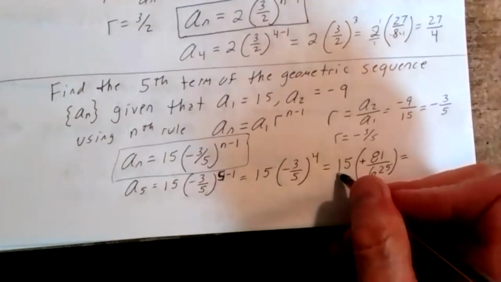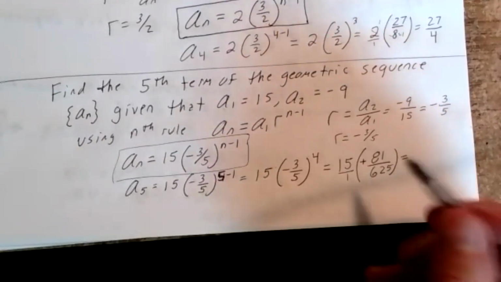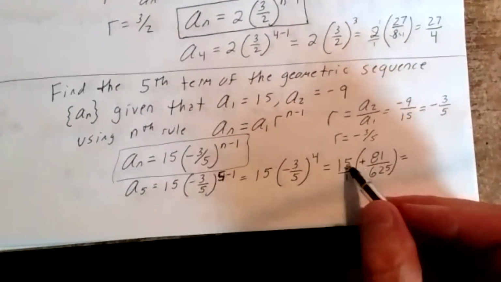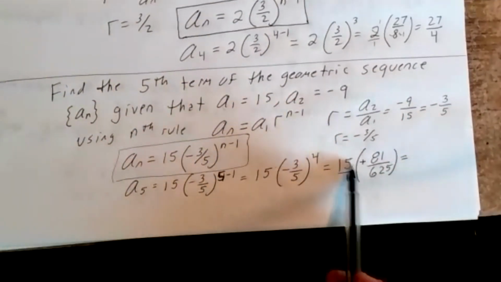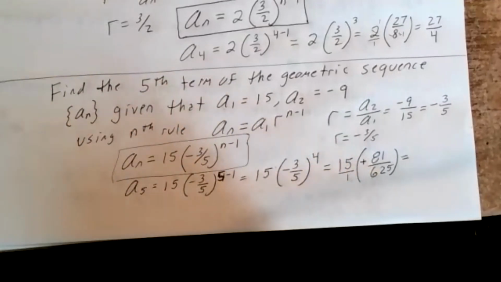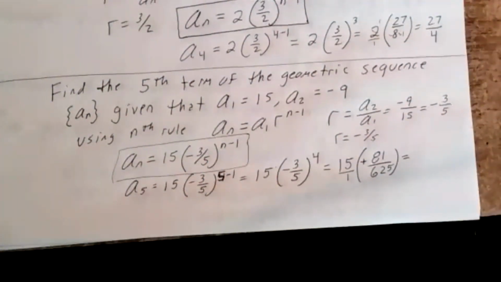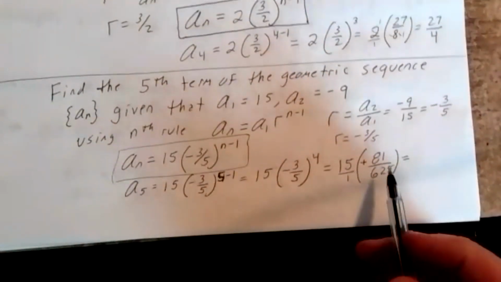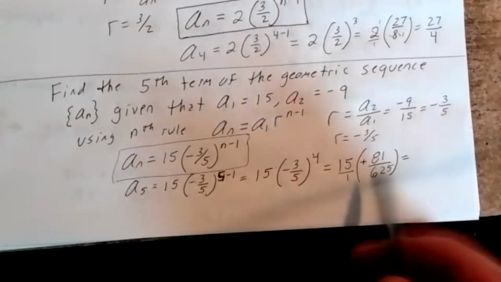And I think we can cross reduce here. Doesn't 15 divide into 625? How many times? Can anybody dial that up? How many times does 15 go into 625 here? It's 41.666. All right. I would like my fifth term to be just as a reduced fraction.